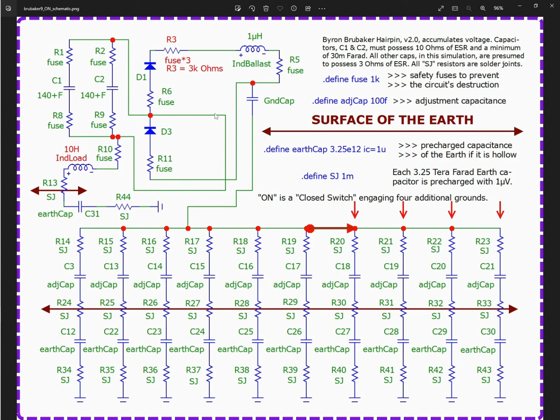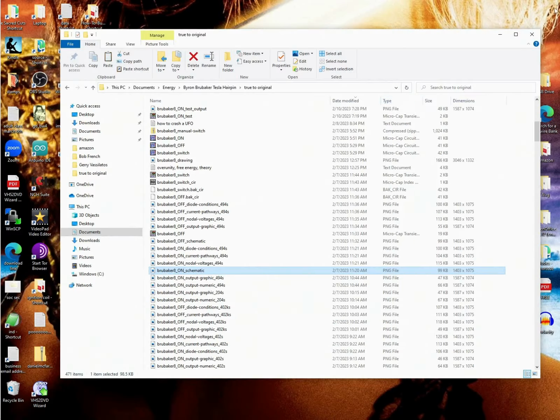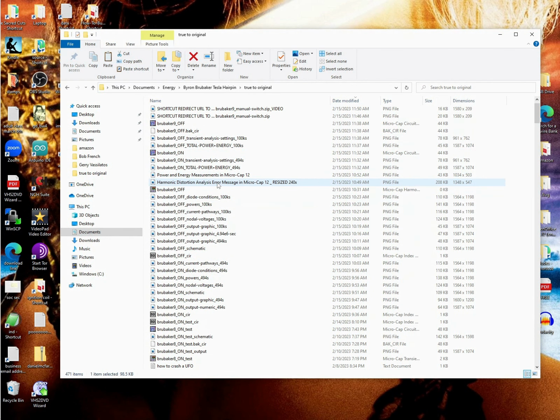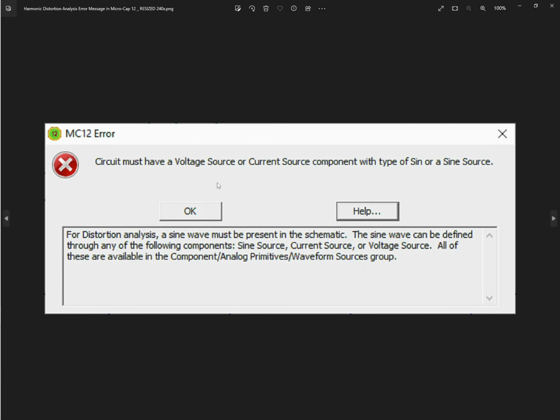So I did one other thing to make things interesting for myself because, you know, I don't like being bored. I ran across something in the help file, the Microcap help file. First I tried to do a harmonic analysis. Microcap allows you to do various types of analysis, and harmonic is one of them. And I got an error message: sorry, you can't do it because you don't have a source.